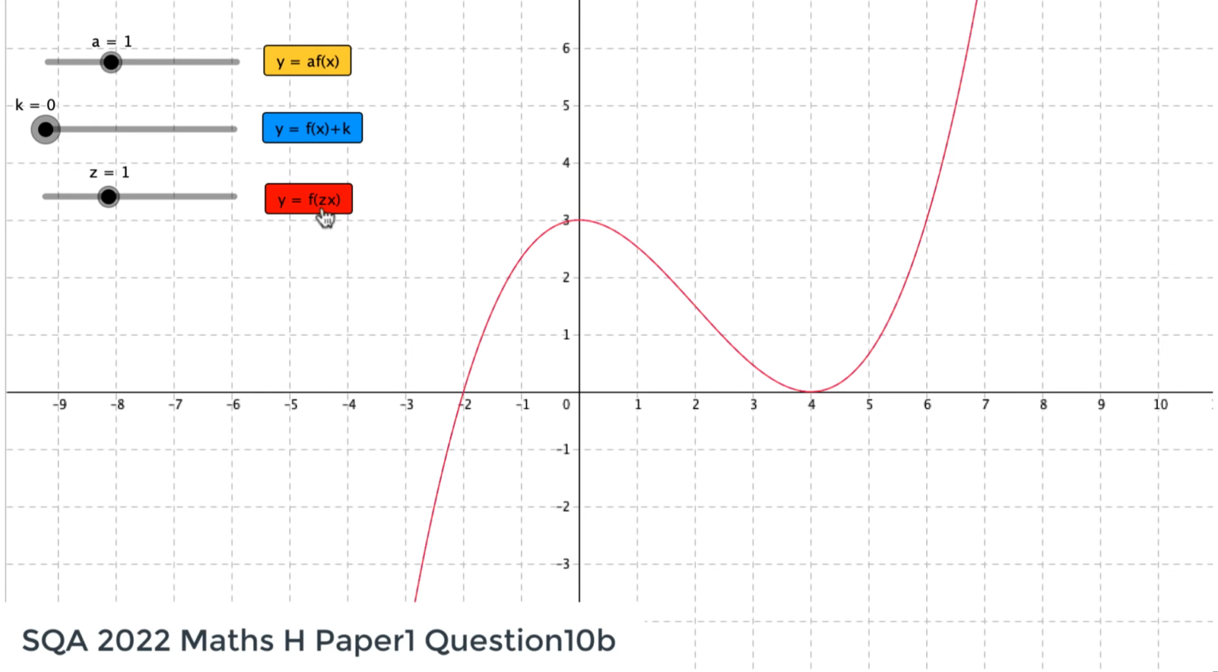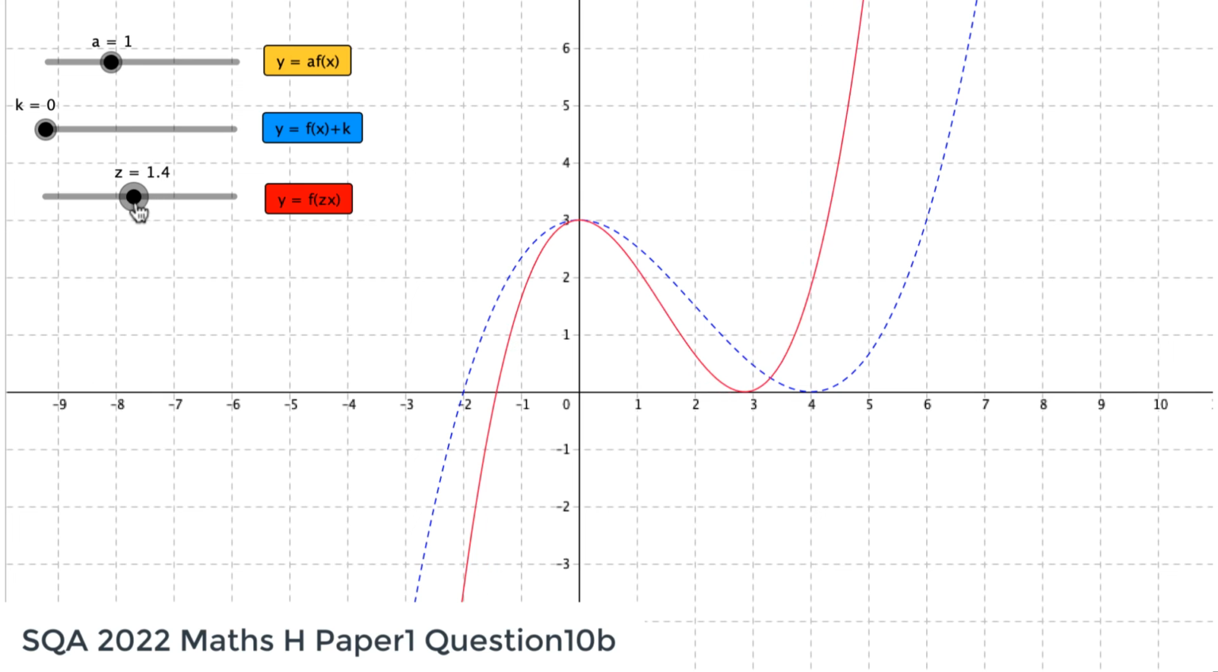And our final part, B of the question, is asking us what effect multiplying the x inside the formula or the function has on the graph. So let's try and double x first of all and see what happens. Now you have a look and see what's happening. So the dotted line shows you the original y equals f of x. We're now looking at y equals f of 2x.